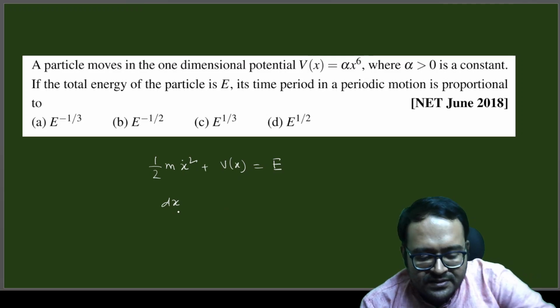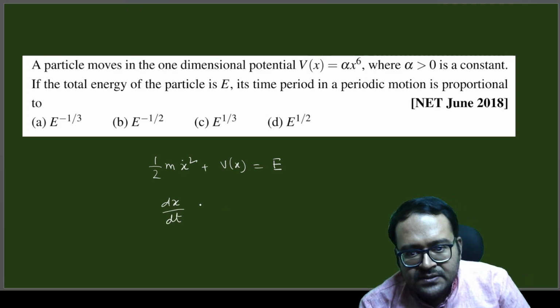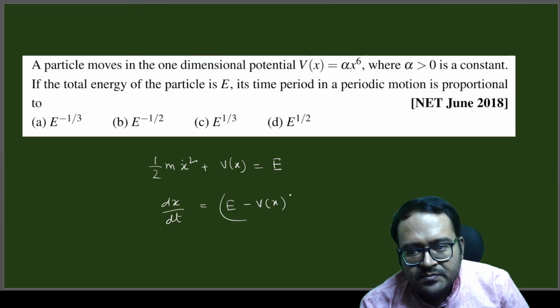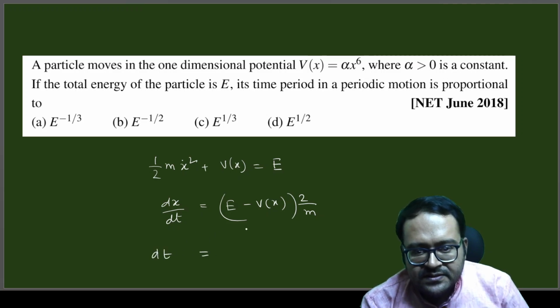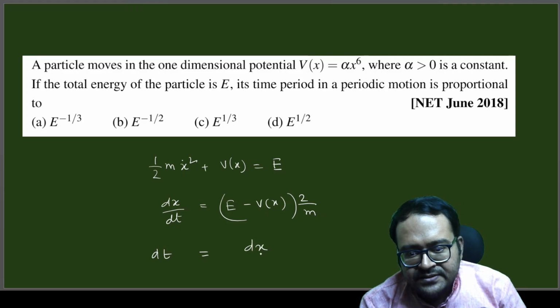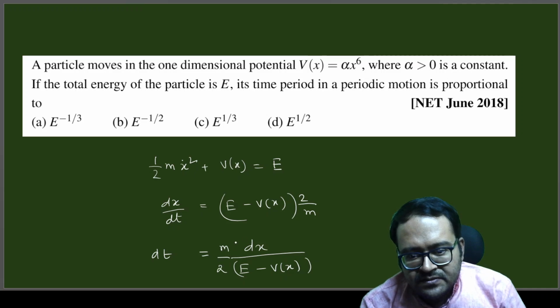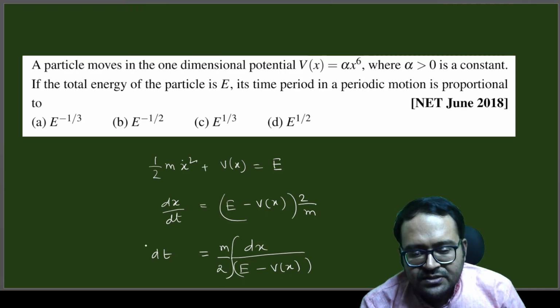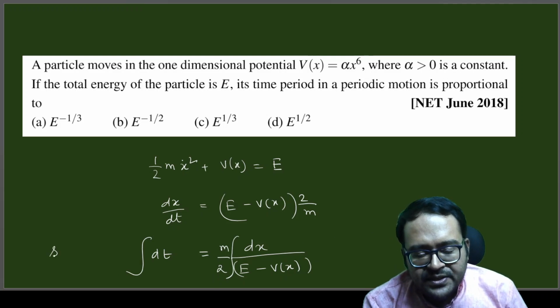So this is dx by dt, it's E minus V(x) multiplied by 2 by m. So from here you can see that dt is your dx. E is a constant. So 2 by m or m by 2, you can have an integration. So start from here.